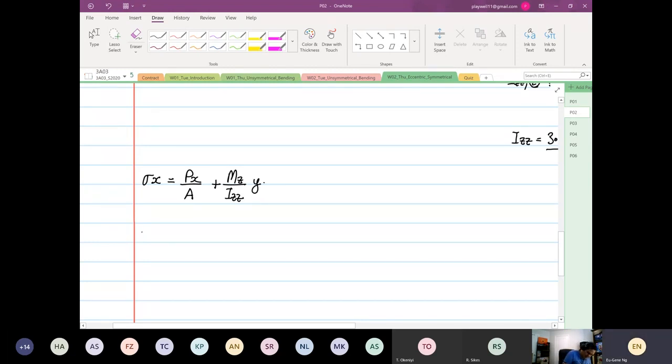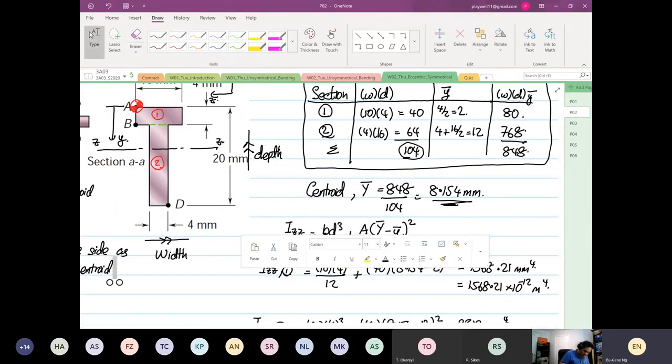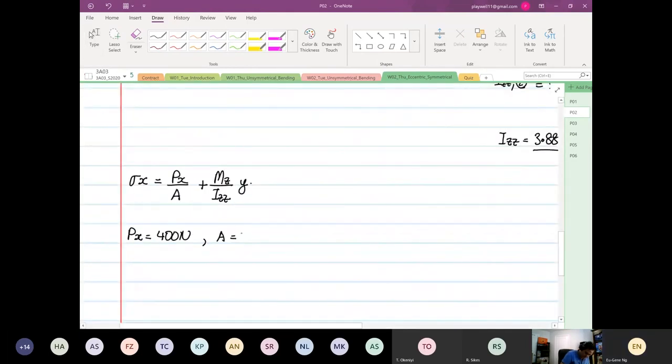Okay, so we know that Px is equal to 400 Newton. And we are also aware that A, so if we look at A, we have calculated the area. In fact, this is our summation of area. So the area will be equal to 104 times 10 to the power minus 6 meters squared.